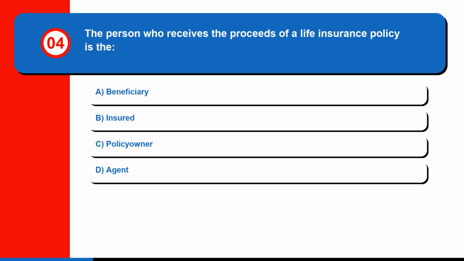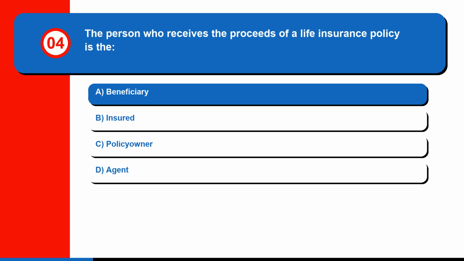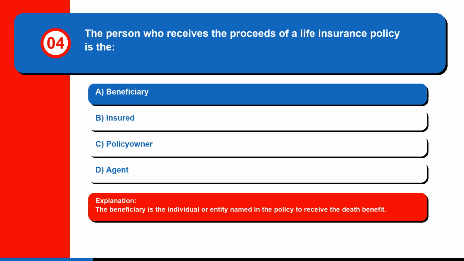Question 4. The person who receives the proceeds of a life insurance policy is the A. Beneficiary, B. Insured, C. Policy owner, or D. Agent. The correct answer is A. Beneficiary. The beneficiary is the individual or entity named in the policy to receive the death benefit.